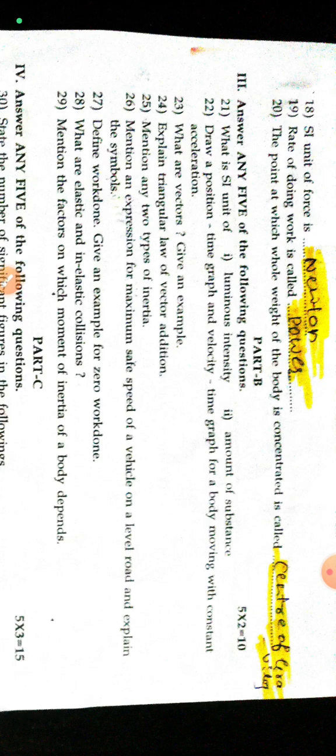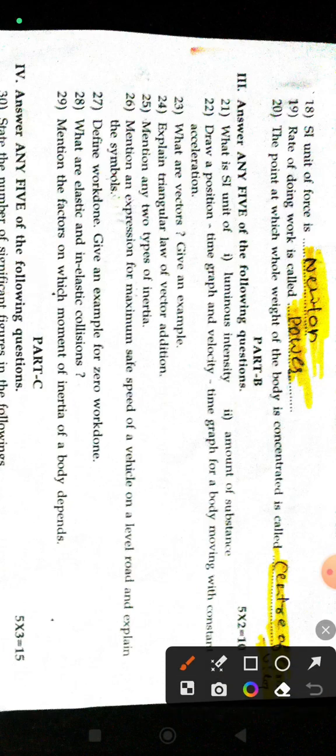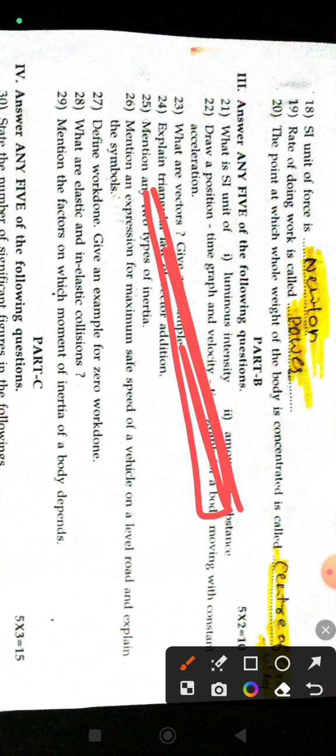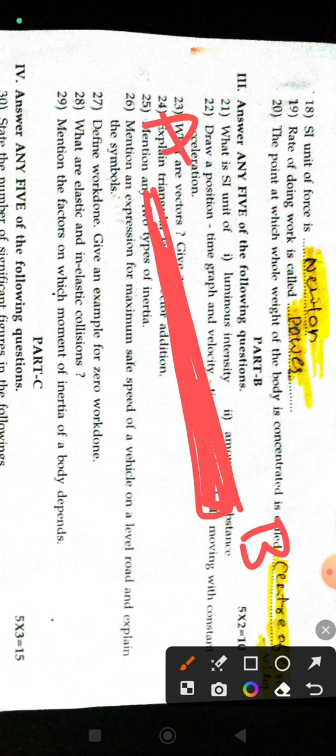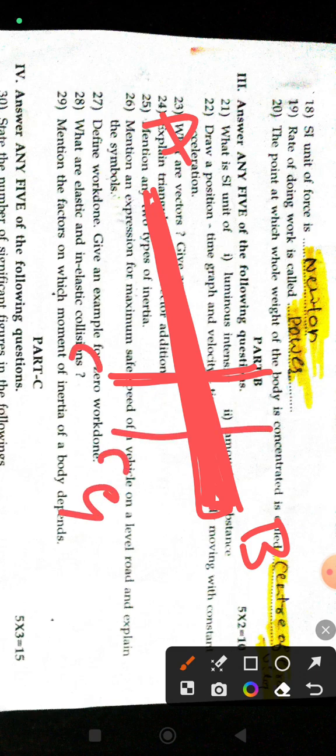Center of gravity. Okay, let us take one example here. Where is the center of mass and where is the center of gravity? Now see, I am taking one object like this, right? Now see, this is point A and this is point B. Now see, this is the midpoint. Here, this is the center of mass, right? And this is the center of gravity.